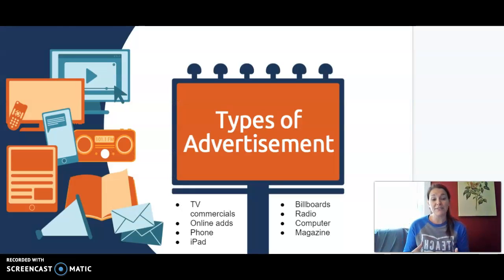These are different types of advertisements and where we see them. They're all over, like I said, the TV commercials, online ads, your phone, your iPad, the billboards, radio, computers, magazines, YouTube, anywhere you go, you're going to see some type of advertisement for either a product or to persuade your opinion of something. They're all over.